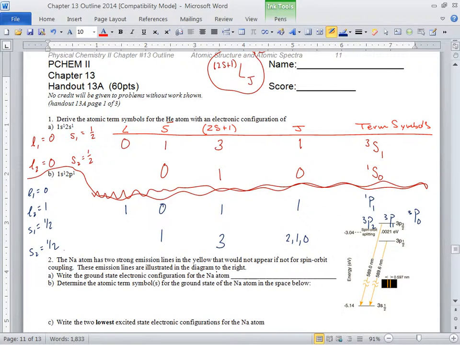Okay, so we're actually going to describe line spectra now. The sodium atom has 2 strong emission lines in the yellow that would not appear if not for spin-orbit coupling. These emission lines are illustrated by the diagram to the right. So we apply a strong magnetic field and those lines split. Now, what I'm going to ask for is the ground state noble gas electron core configuration of the sodium atom. Do you remember that? You have to give the nearest noble gas in brackets.